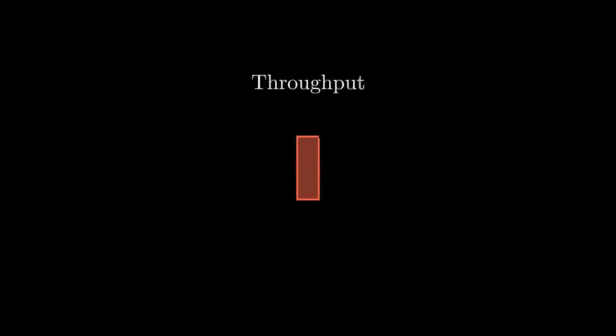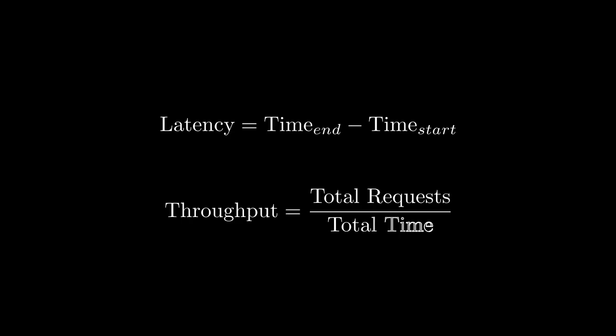Now, think about a toll booth. When you have many cars trying to pass through that same point, you are dealing with throughput. Throughput measures how many requests you can handle in a specific window of time. To calculate these, remember that latency is the end time minus the start time, while throughput is the total number of requests divided by that total time.